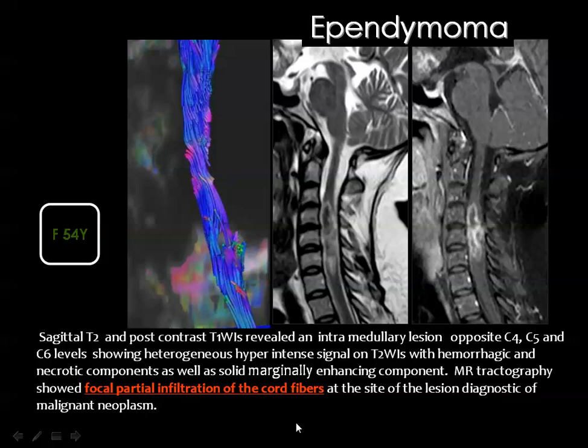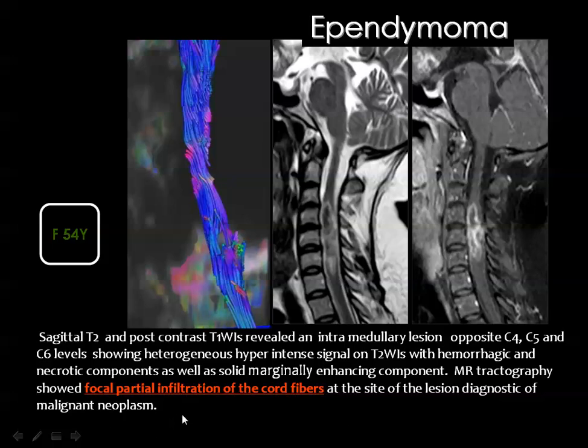This is an ependymoma. In the ependymoma, it shows heterogeneous increased signal in the T2 weighted image with heterogeneous post-contrast enhancement, and you can appreciate that there is focal partial infiltration of the substance of the cord at the site of the lesion, and this indicates that this lesion is malignant and is infiltrating.